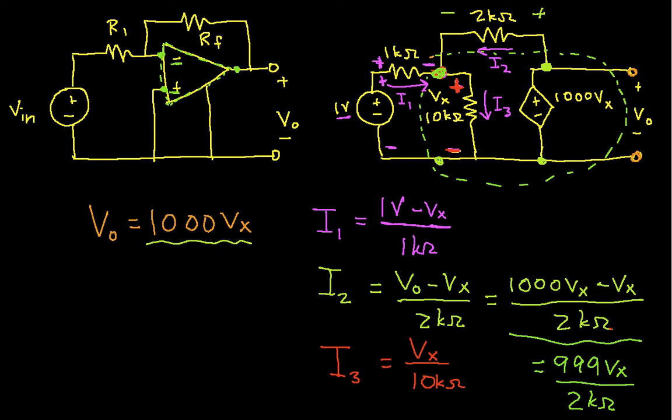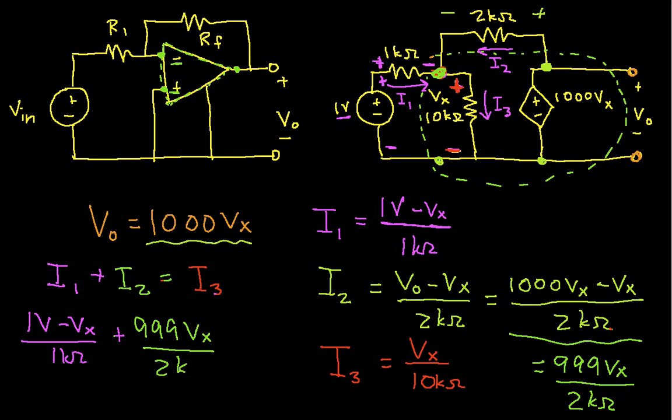Now I can go back to this node and say that the sum of currents entering is equal to the sum of currents leaving. And so if I do that, I have I1 plus I2 is equal to I3. And now I can plug in the values that I computed for these. I1 is 1 volt minus Vx over 1 k ohm, plus I2, which is 999 times Vx over 2 k ohms, is equal to I3, which is Vx over 10 k ohms.